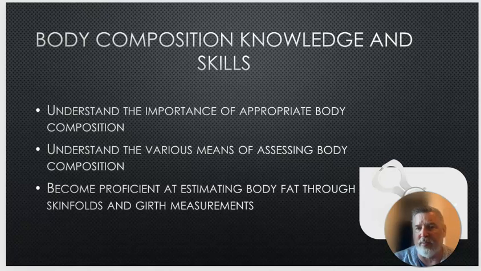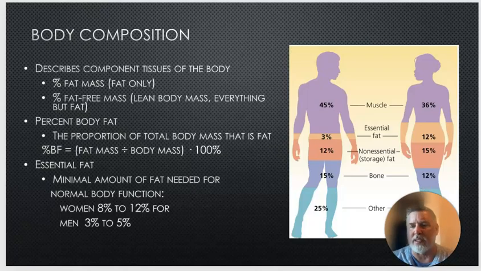As well, we want to understand the importance of appropriate body composition, understand the various means of assessing body composition, and then we want to become proficient at estimating body fat through skin folds and girth measurements. This portion is the lab portion. You'll do simulated body composition skin folds, and then if you're an exercise science major in 340 lab, you'll have an opportunity to take some skin fold measurements, and then you'll actually do girth measurements, which are waist and hip measurements for the lab.